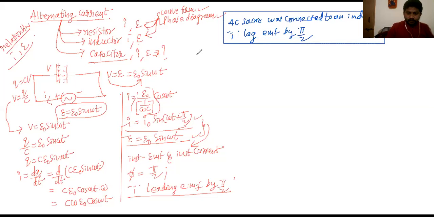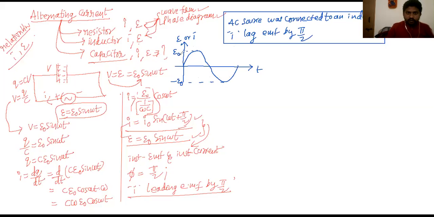Let's come back here. So here current is leading the EMF by pi by 2, and let's draw the waveform first, before moving to the phasor diagram. So this is E or I, this is T. Carefully see. I am drawing E here. This is the waveform of E. This is the E naught, and on the other side there will be minus E naught.